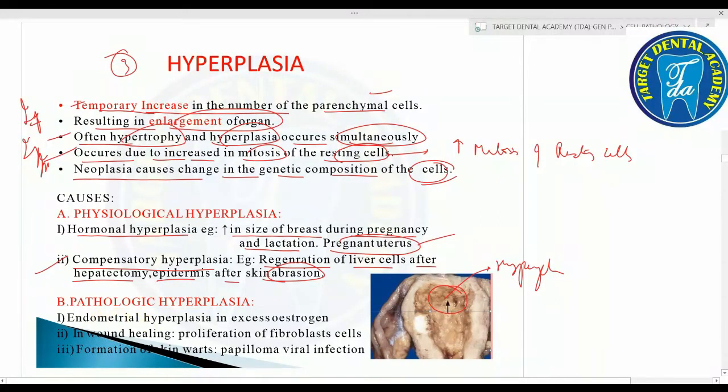Now the pathological hyperplasia, number one, is endometrial hyperplasia in excess estrogen. In wound healing, there is a proliferation of fibroblast cells, and the formation of skin warts like papilloma viral infection.